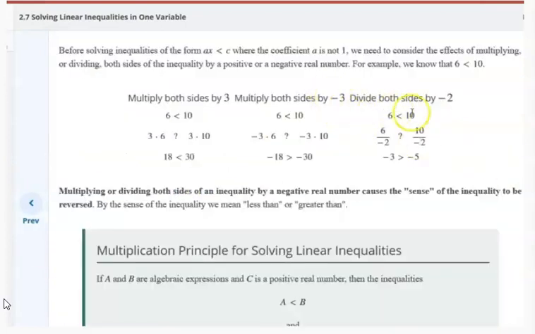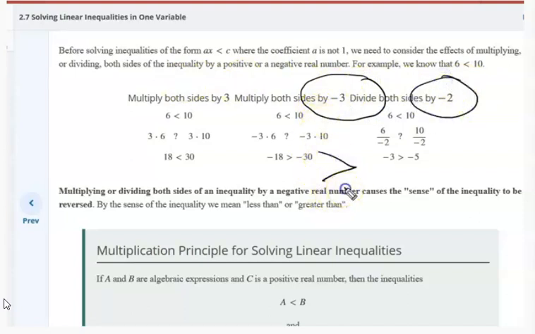Here they're going over one difference between solving equations and solving inequalities, and that is dividing by a negative and multiplying by a negative. You have to reverse the direction of the inequality sign to keep your inequality true.